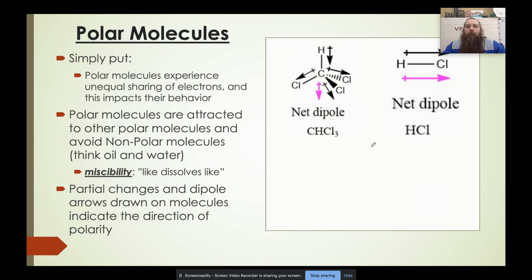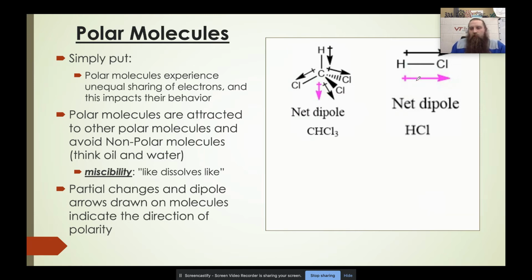Okay, so here is CHCl3. Now you'll notice that there are 3 chlorine atoms on the bottom of this tetrahedral molecule. Chlorine is more electronegative than carbon. Carbon's more electronegative than hydrogen. So the electron in hydrogen is pulled towards carbon. That's what this arrow right here is showing us. And then the electrons around carbon are all pulled towards chlorine. So we can see that overall, the electrons are pulled downward. So that would be our dipole moment.